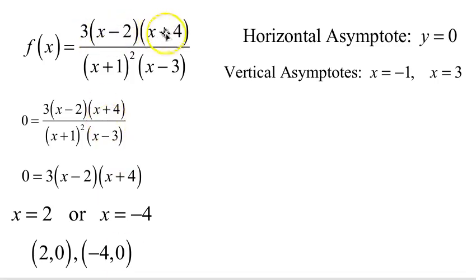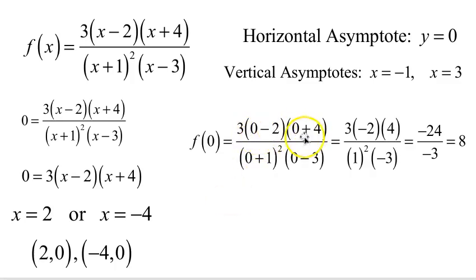To find the y-intercept, I'm going to set x equal to 0 and see how that behaves. 0 minus 2, 0 plus 4, 3 times negative 2 times 4, over 0 plus 1 squared, 0 minus 3, which is 1 squared times negative 3. Upstairs, negative 24. Downstairs, 1 times negative 3, negative 3, and we get 8. So the y-intercept occurs at 8. As a point, it is the point (0, 8). So currently I have 1 horizontal asymptote, 2 vertical asymptotes, 2 x-intercepts, and a y-intercept, as well as knowing the behavior of those asymptotes, which should give me a chance to draw a reasonable sort of graph.